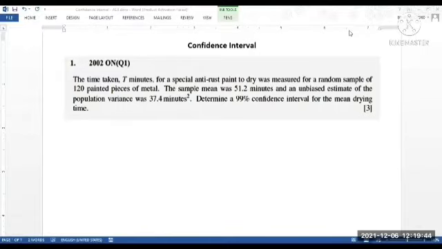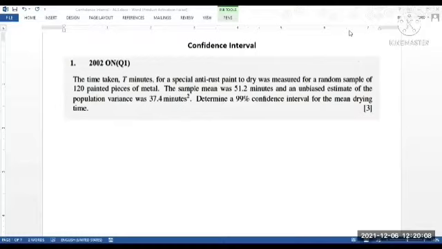The time taken T minutes for a special anti-rust paint to dry was measured for a random sample of 120 painted pieces of metal. The sample mean was 51.2 minutes, and an unbiased estimate of the population variance was 37.4 minutes squared. Determine a 99% confidence interval for the mean drying time.